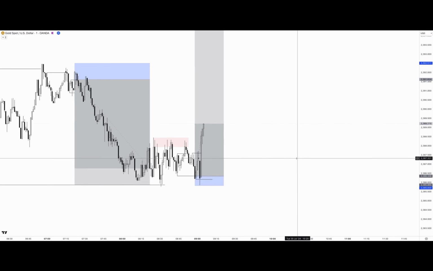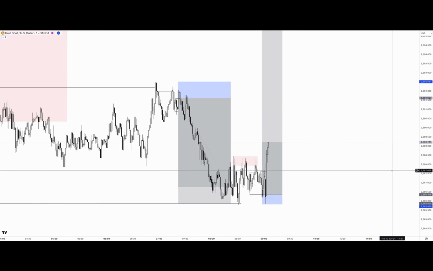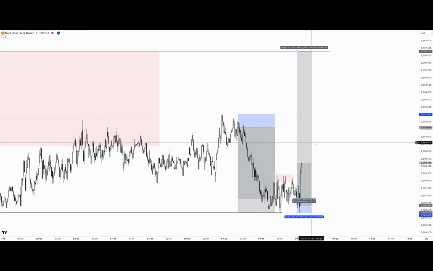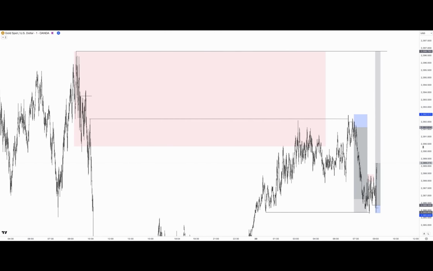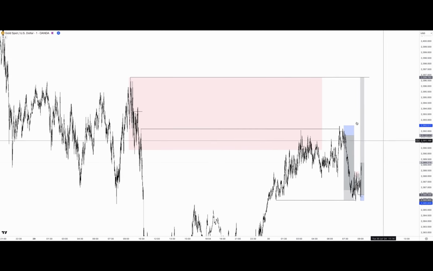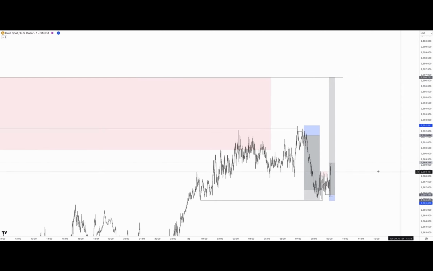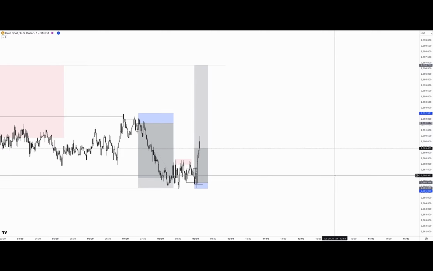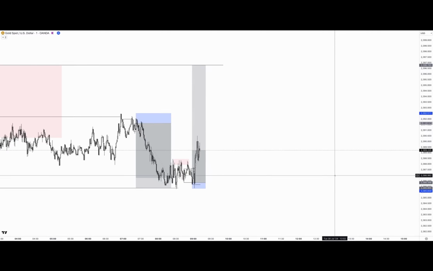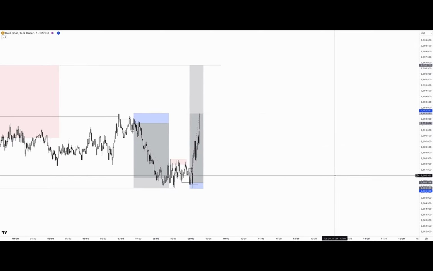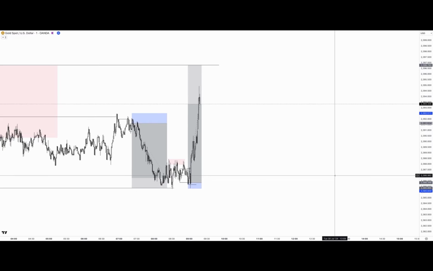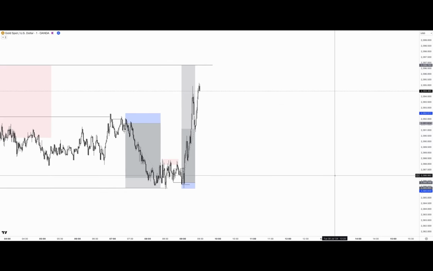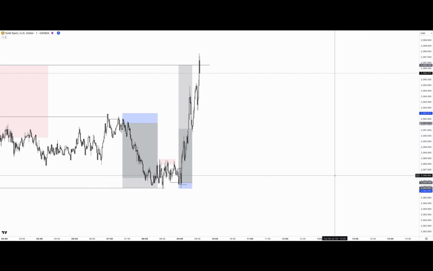Okay. As for partials, like I said, you can partial at this high. This is where the liquidity is, and you could hold the rest towards this high right here. Okay. So the market moves to the upside, comes down, and then just flies to the highs. Okay, comes lower again, and then finally flies straight to the highs.